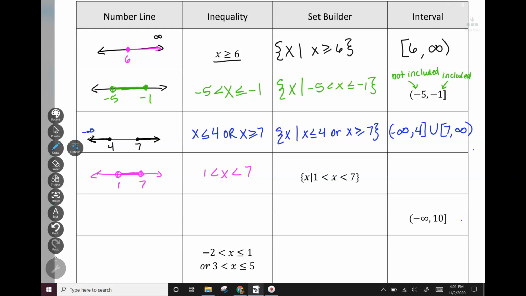Then interval notation, you're going to have your leftmost number 1, your rightmost number 7, parentheses on both because neither of those are included. Both of those are open circles. The numbers are not included in the set, so you'll use parentheses.